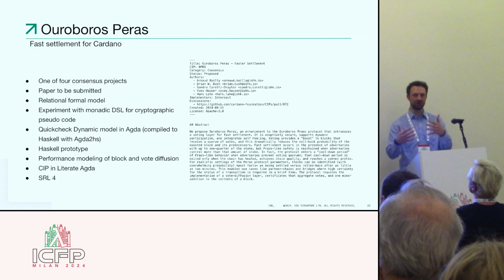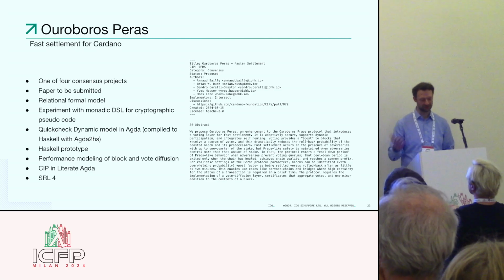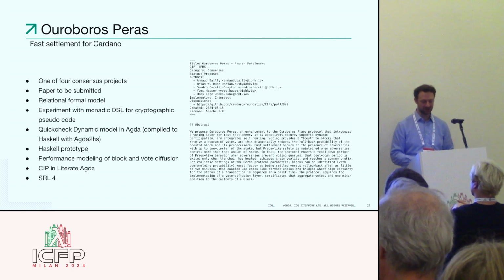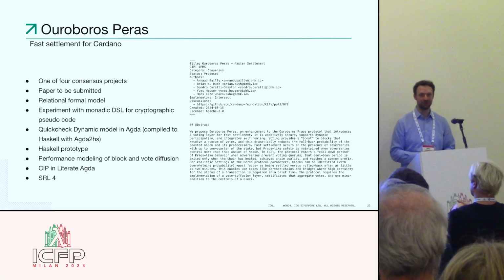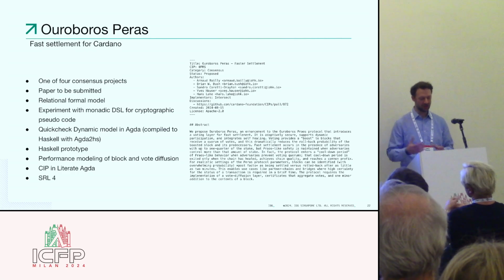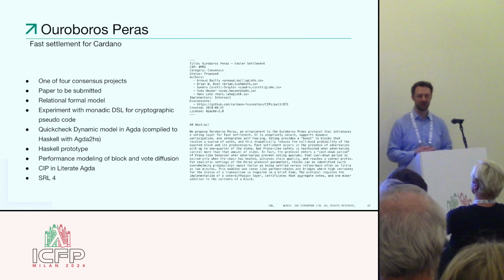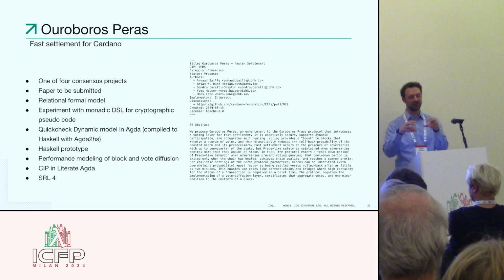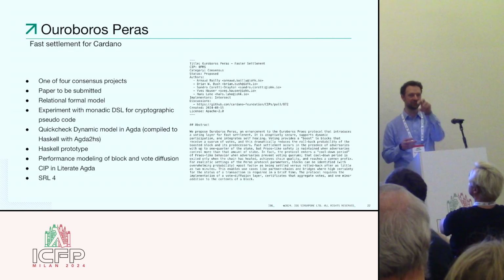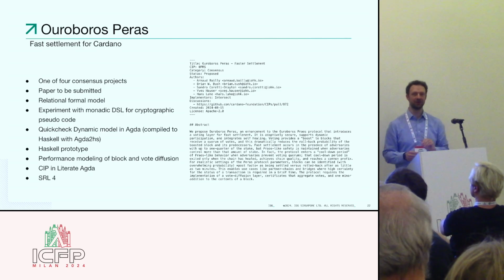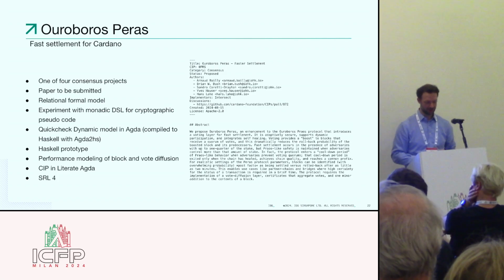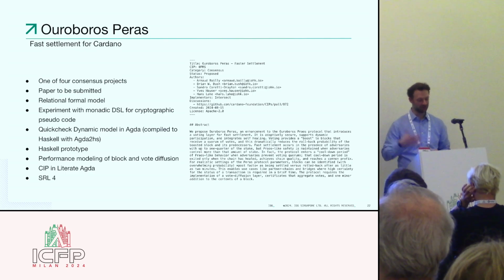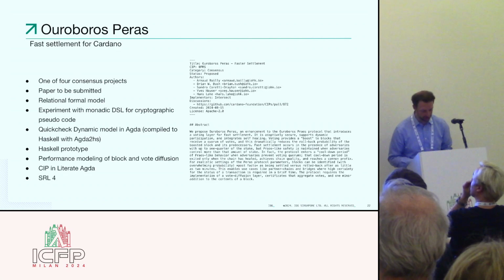So we want to also work with the researchers. We'd like to have a common language to do that. So that's something that we've experimented with in this project, and we plan to do more on. We're using QuickCheck Dynamic in Agda, so it's compiled to Haskell with Agda2HS. That's a state machine testing approach developed by John Hughes and others at QuviQ, and as I mentioned before, it's about exploring the state space, but where you have key areas that you want to explore. We also have a Haskell prototype, so we can conformance test that and test it generally using QuickCheck.